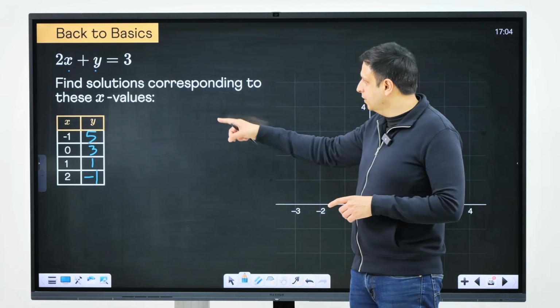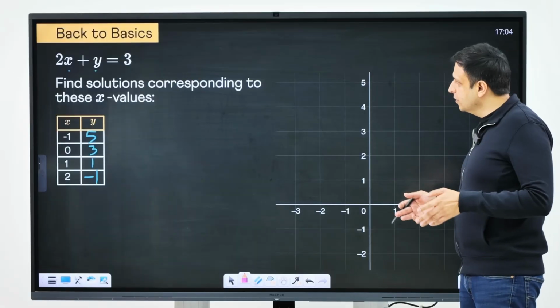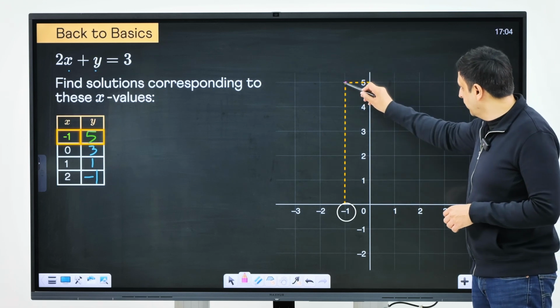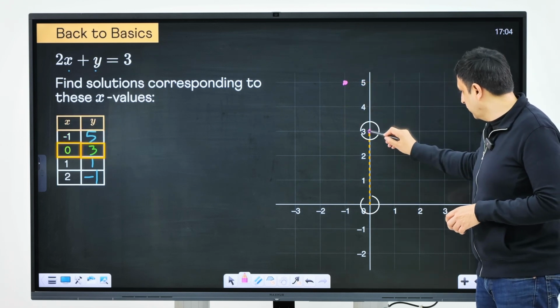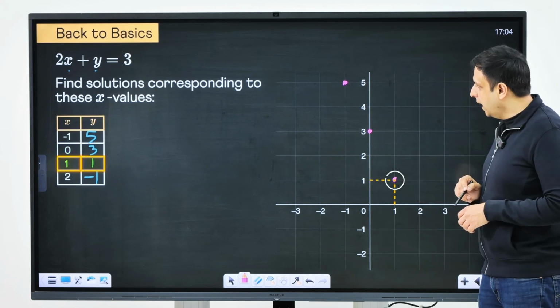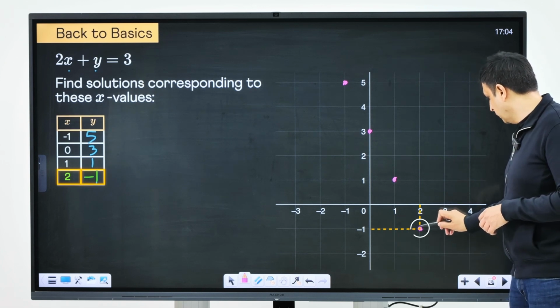Now let's plot all of these solutions on this graph over here. The first solution is -1, 5, which is this point over here. Then you have 0, 3, which is this point over here. Then you have 1, 1, which is this point over here. And then you have 2, -1. So that's this point over here.